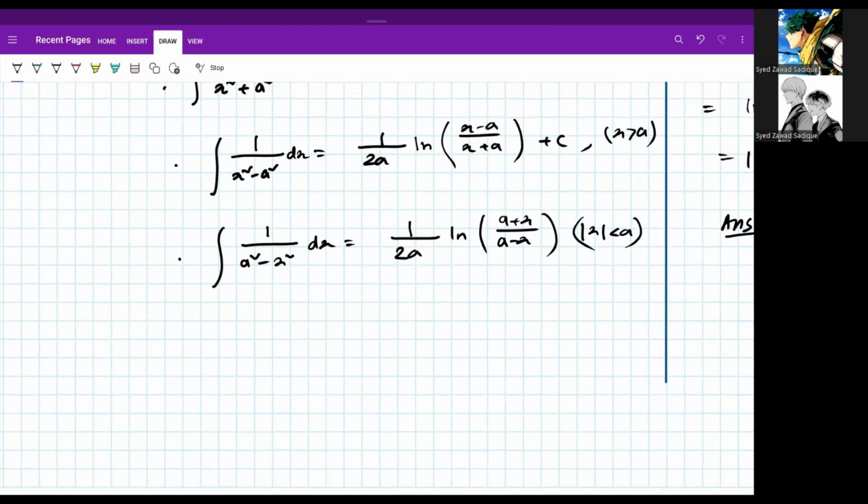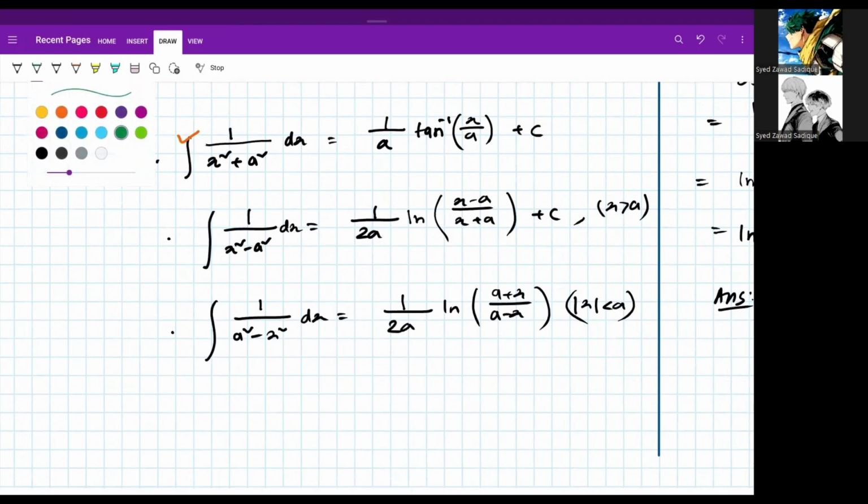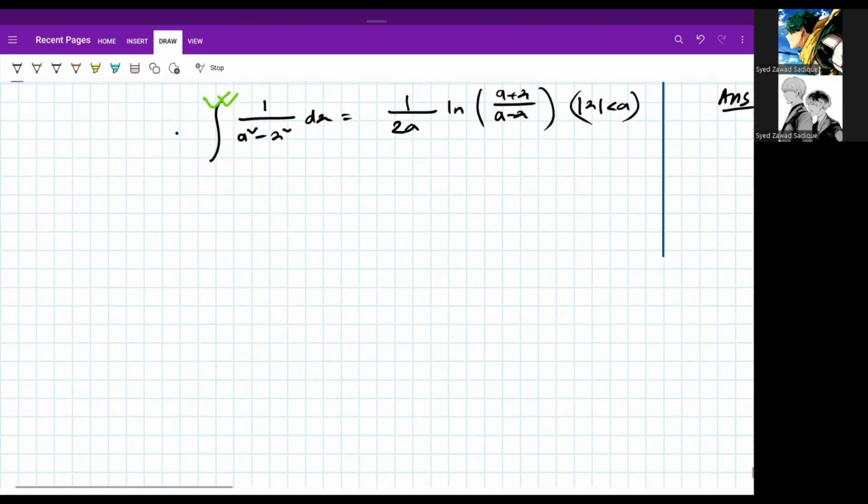Now, I will show you an example for only this one. This and this are very, very rare. These two formulas came only once in the last 5 years. They were even added from 2019. So you guys don't have to worry about this. And actually there's one more formula, whose example I'll also show you.